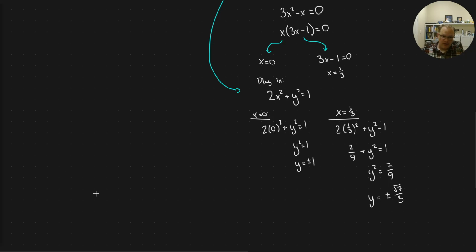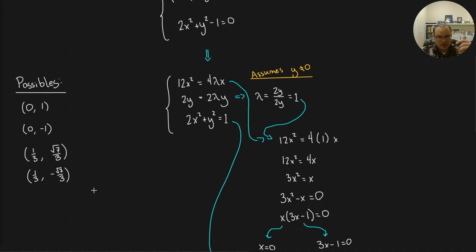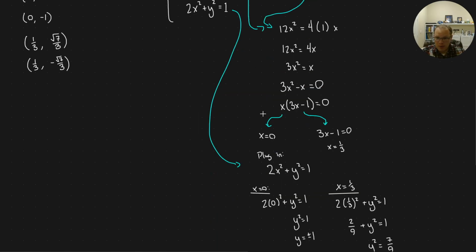Okay, so far so good. We have 4 possible places where I might have a maximum or minimum. And we've exhausted this line of reasoning. Okay, but we had to make an assumption, remember. We had to assume that y was not 0. So what if y is 0? We have to consider it. Okay, maybe there are no possible solutions, but we need to consider it.